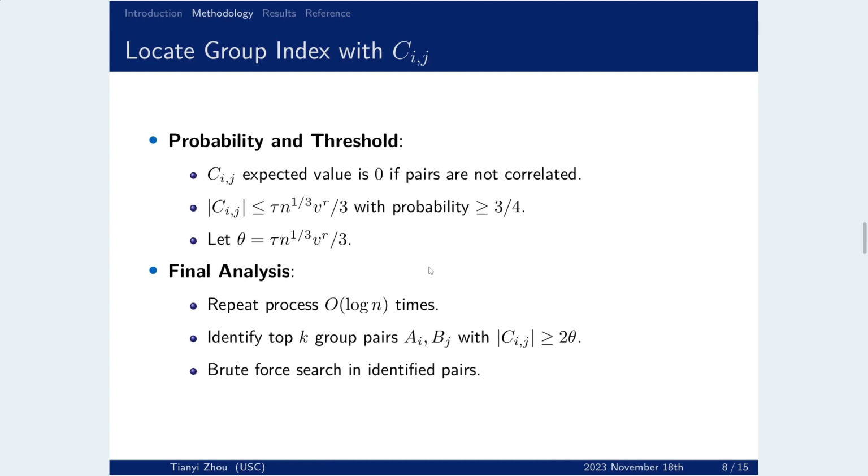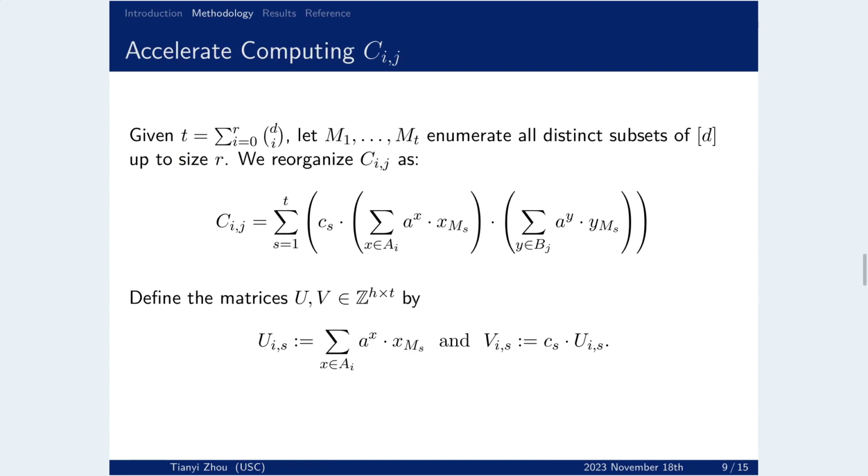So given T is a summation of D choose i, where i ranges from 0 to R, let M enumerate all distinct subsets of D of size at most R. We can reorganize the score function C as the following, for some c_S that can be computed in poly R time, where x_M is defined as the product of the x_i where i is sampled from M.